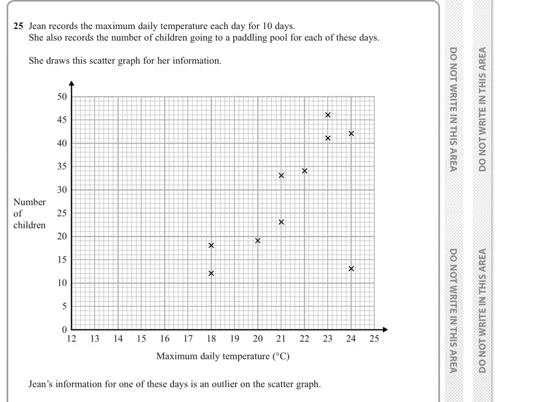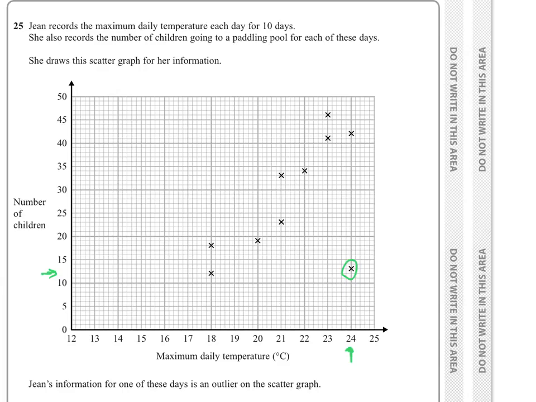Jean records the maximum daily temperature each day for 10 days. She also records the number of children going to a paddling pool for each of these days. She draws this scatter graph for her information. Apparently Jean's information for one of these days is an outlier on the scatter graph. Well, I think we can find out that's the case here. And it seemed to say that although it was 24 degrees, not many children went out to the paddling pool.